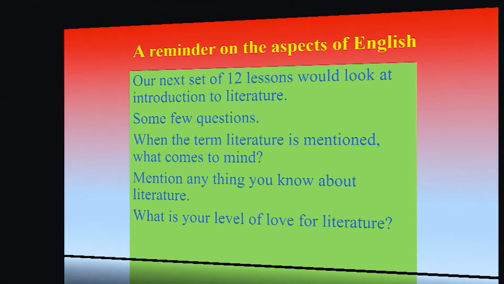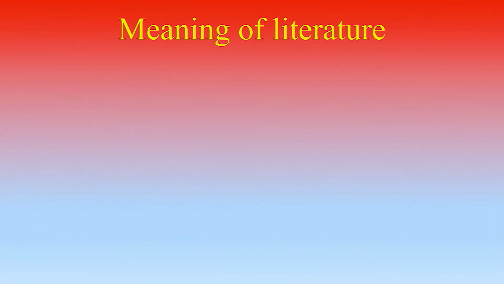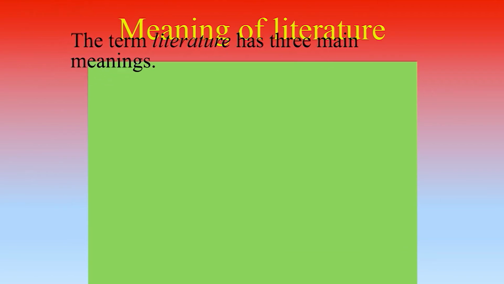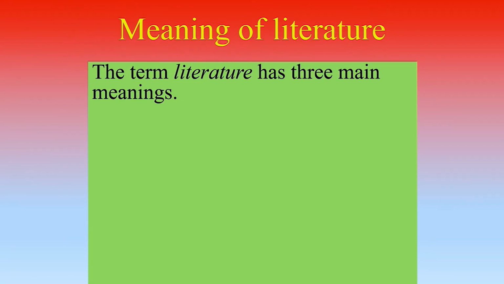Okay, now let's go to what it means. When we say literature, what actually does it mean? You have tried. We say that the term literature has three main meanings. We are just trying to touch a bit of what it means for your level. But when we say literature, there are three things that it can mean. You understand that? Good.